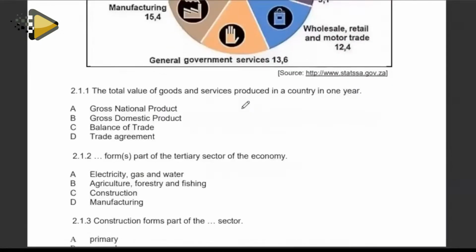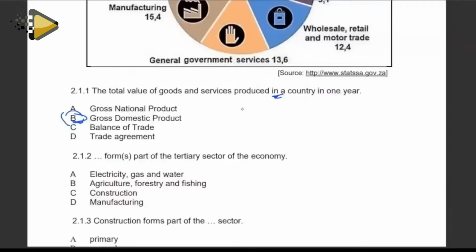Right, number 2.1.1, it says the total value of goods and services produced in a country in 1 year. The term here is produced in a country in 1 year. So we are saying the goods must be produced inside the borders of the country. The correct response is gross domestic product, which is B, GDP. GDP means the total value of goods and services produced in an economy within a year.